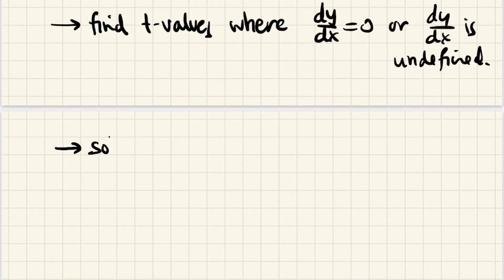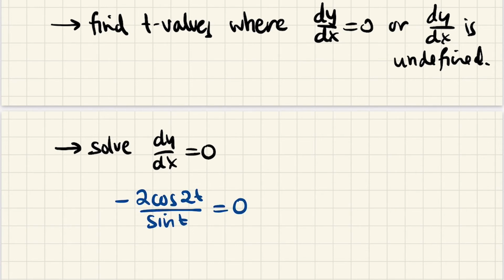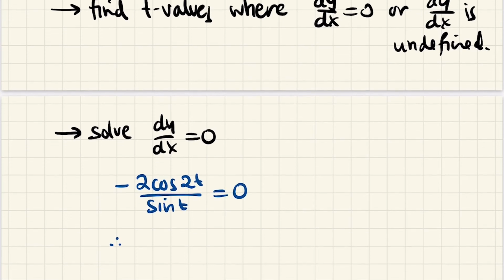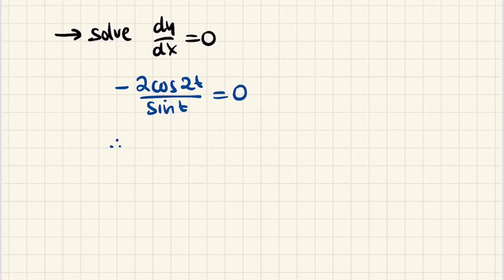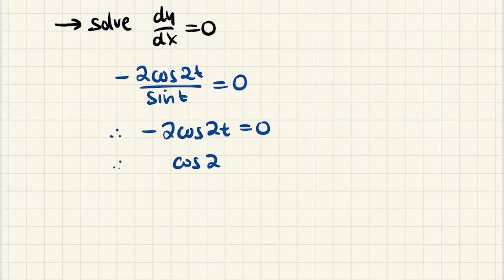Okay, so let's solve dy/dx equals 0. All right, multiplying both sides by sine of t, we get... So to answer this question, we're going to ask what are the angles whose cosine value is equal to 0? And we know that that's pi over 2, 3 pi over 2, 5 pi over 2, 7 pi over 2. So like odd multiples of pi over 2, right?